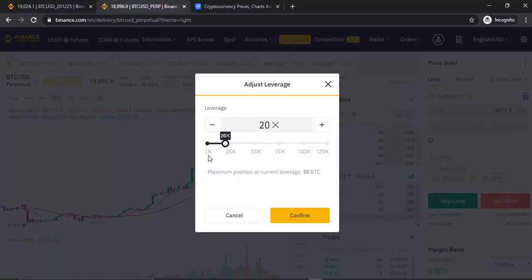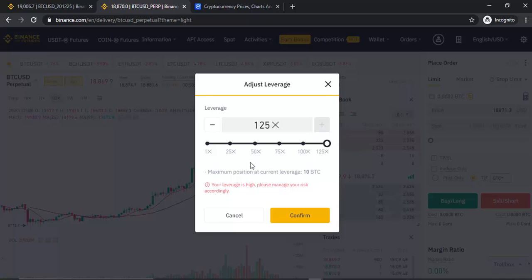Like I said, we have 1x to 125x leverage. All you need to do is either increase or decrease. Now the higher the leverage, the more profit you can get, and also the more risk of losing your asset. So if your leverage is high, please manage your risk accordingly. You can decide to leave your leverage on the highest, which is 125. By clicking here, you can decide to leave it anywhere you want.